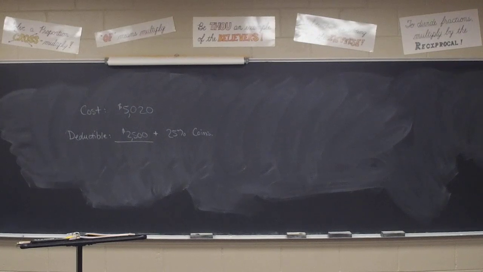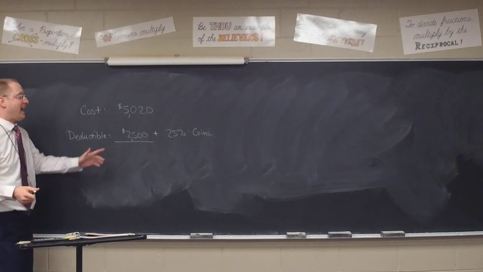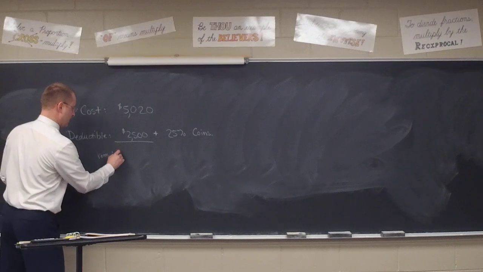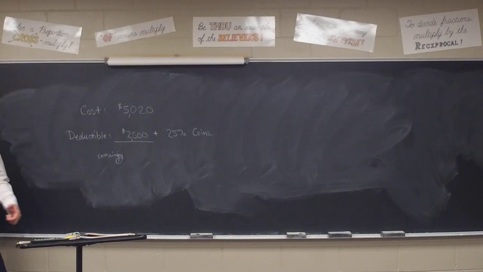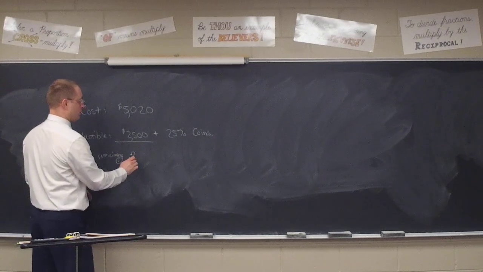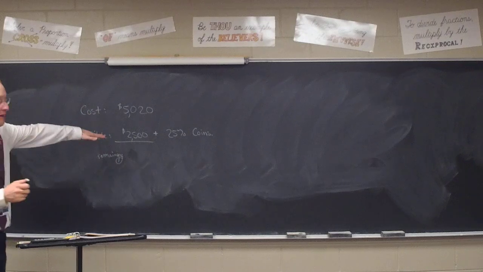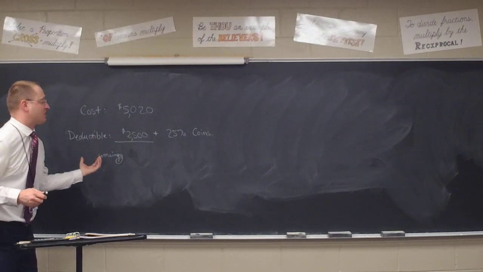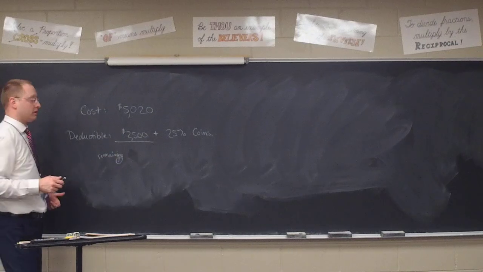All right, so if she pays the $2,500, how much is still out there needing to be paid? That's always the first key. Take the deductible off the cost. What's the remaining cost after the deductible going to be here, Elaine? The 25% co-insurance. No. But she pays $2,500, right? It's a $5,020 surgery. She pays $2,500. How much is still out there needing to be paid?